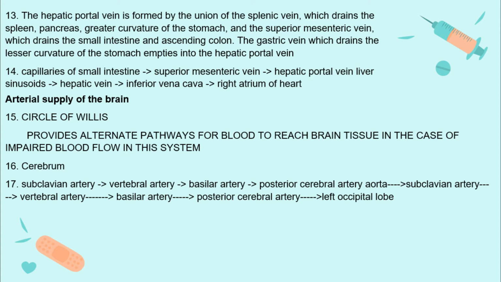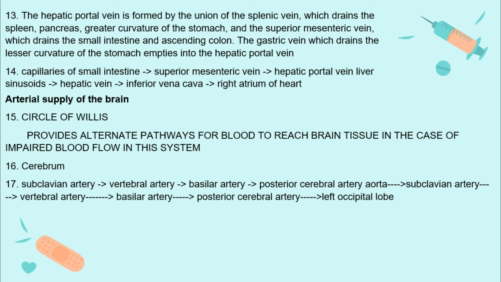Number 13. The hepatic portal vein is formed by the union of the splenic vein, which drains the spleen, pancreas, and greater curvature of the stomach, and the superior mesenteric vein, which drains the small intestine and ascending colon. The gastric vein, which drains the lesser curvature of the stomach, empties into the hepatic portal vein.